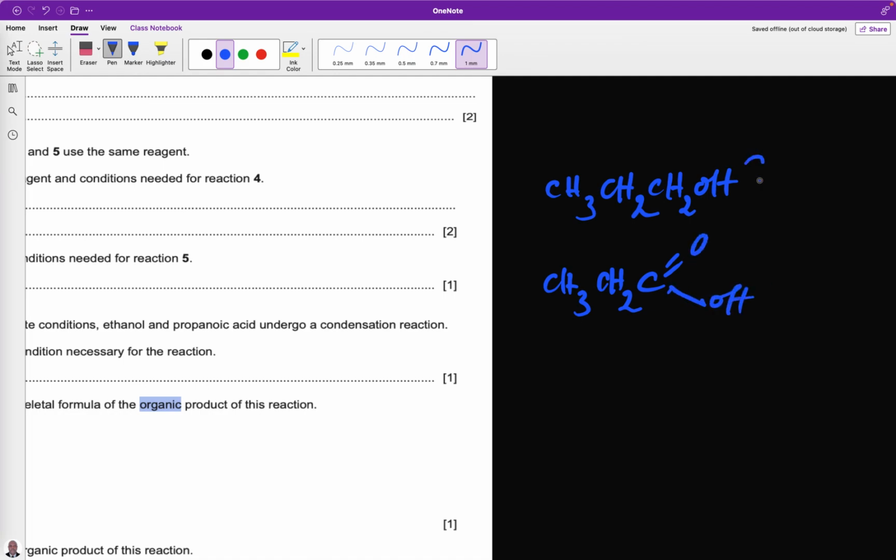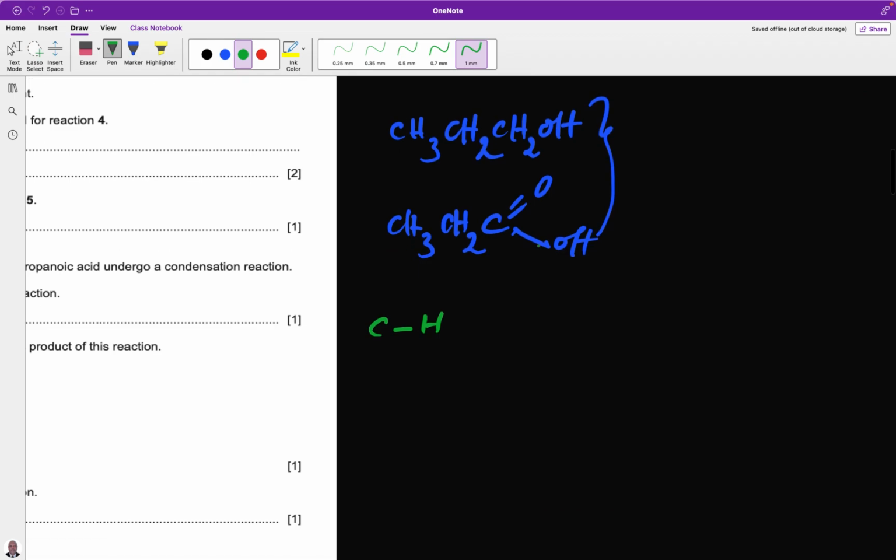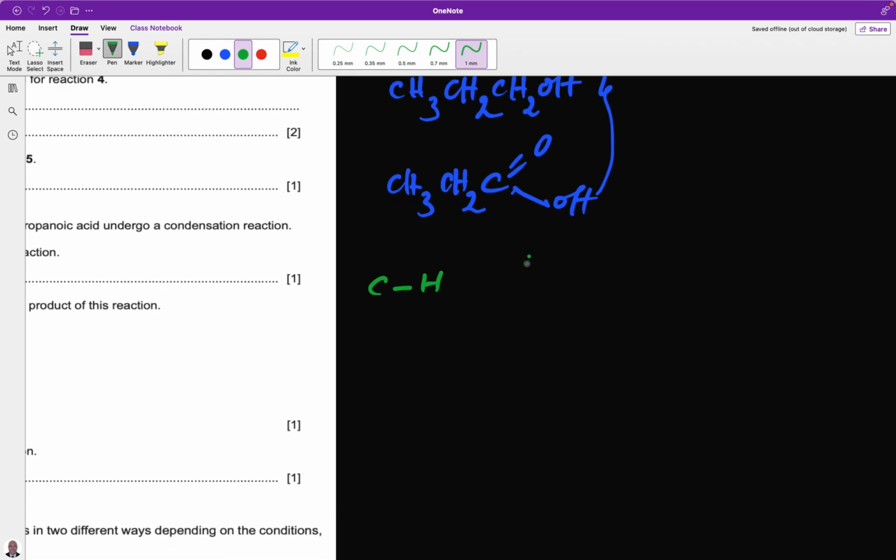Okay, from these two compounds or molecules, both of them have the CH bond. Propanoic acid, if you look at it critically, propanoic acid, the acid and the alcohol.